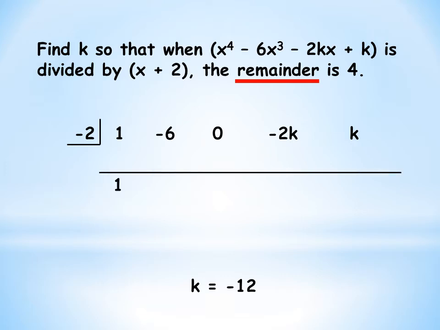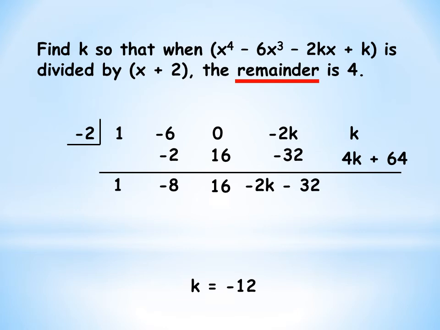I'm going to bring down the 1. I'm going to multiply. I'm going to add. I'm going to multiply. I'm going to add. I'm going to multiply. But now I have unlike terms, so I'm going to add. I'm going to multiply, distributing the negative 2. I'm going to add. 5k plus 64 is my remainder, but I want my remainder to be 4, so I'm going to set it equal to 4 and solve for k.